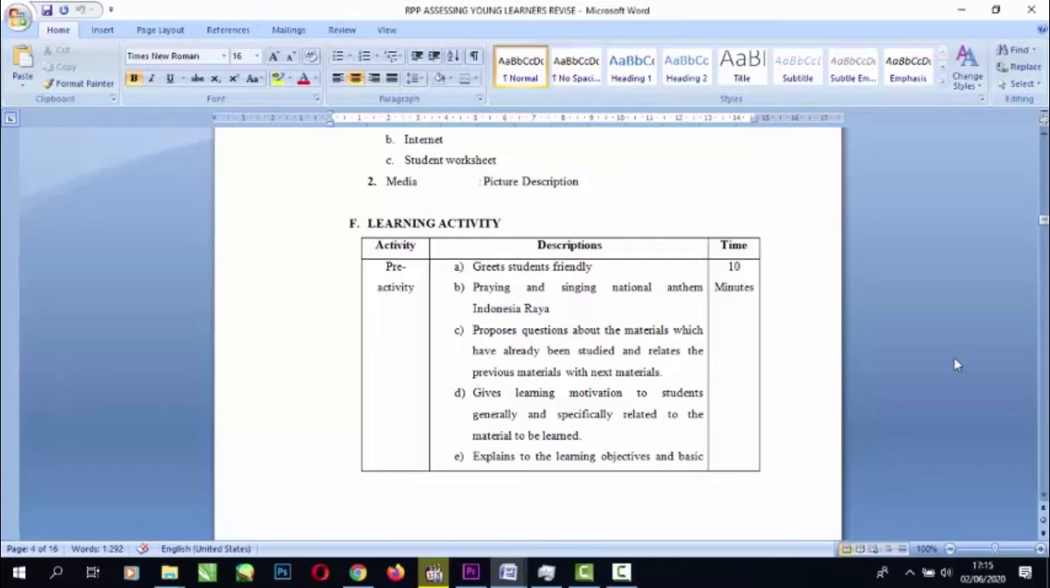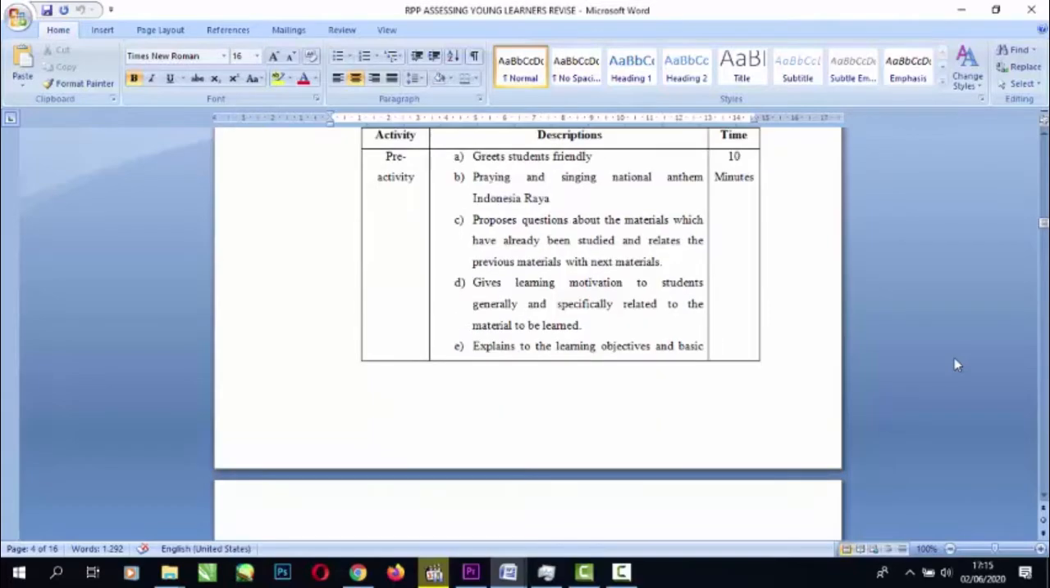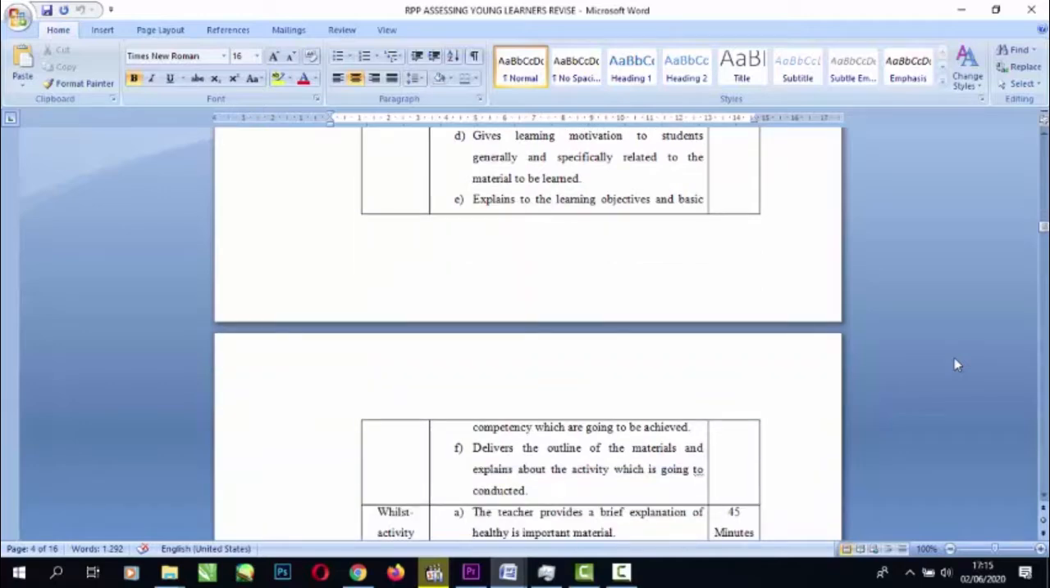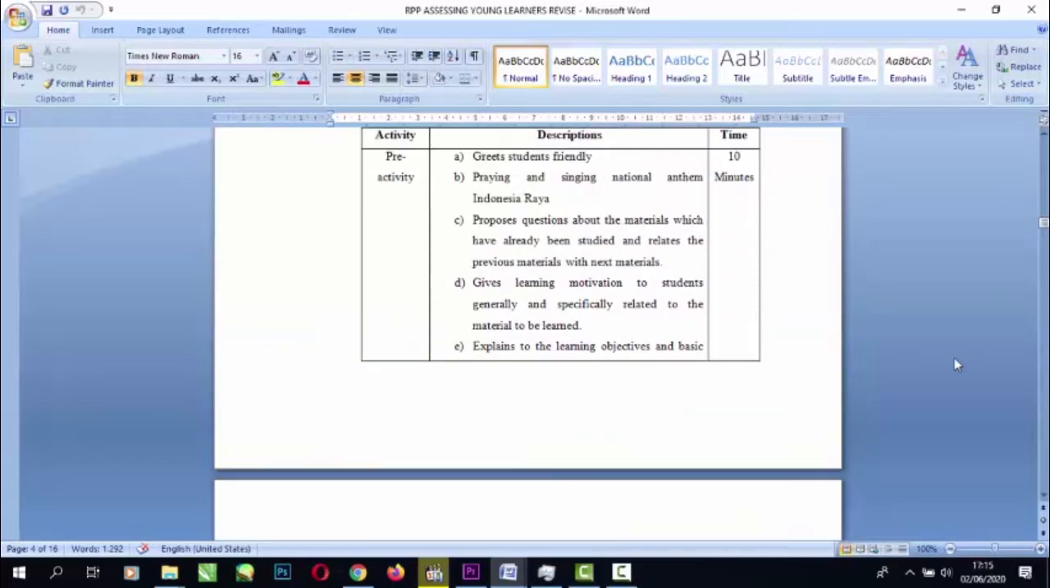In the pre activity, the teacher greets students, and praying and singing the national anthem Indonesia Raya, proposes questions about the material which have already been studied and relates the previous material with next materials, gives learning motivation to students generally and specifically related to the material to be learned, explains the learning objective and basic competency which are going to be achieved, delivers the outline of the material and explains about the activity which is going to be conducted. So in pre-activity, the time allotment there is 10 minutes.